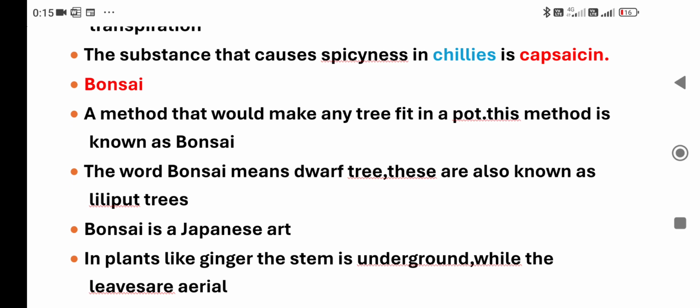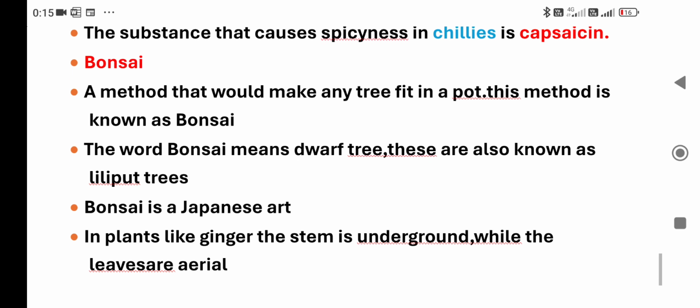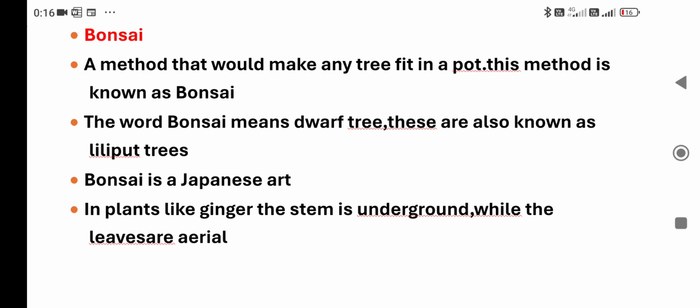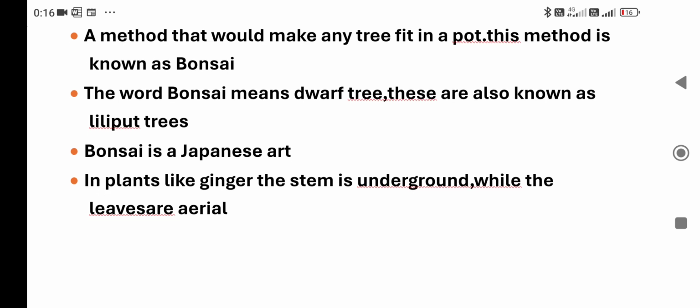So here bonsai is a type of plant. A method that would make any tree fit in a pot is known as bonsai. Bonsai is a method which is used by Japanese. The word bonsai means dwarf tree. These are also known as Lilliput trees. Bonsai is a Japanese art.